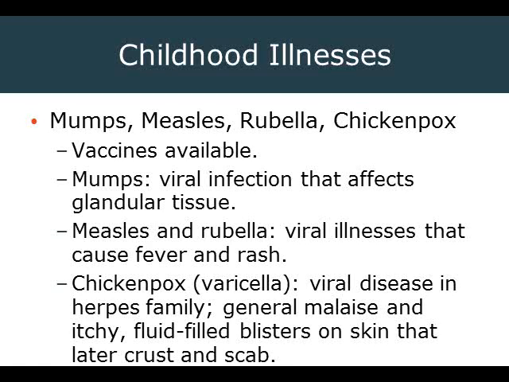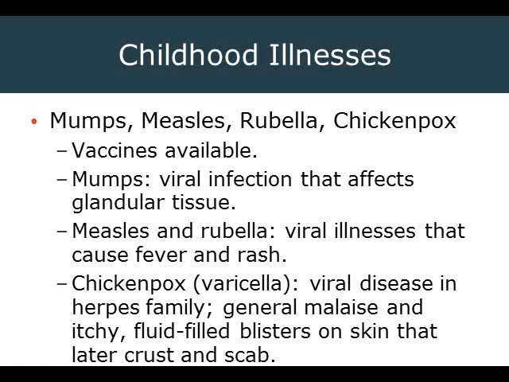The measles and rubella, these are both a rash-style illness, also viral in nature, and again pretty minor, except for when contracted by pregnant women within the first 20 weeks of pregnancy. It can cause some birth defects.